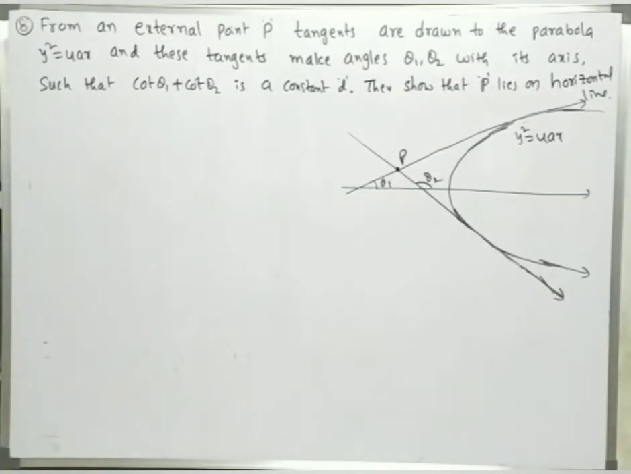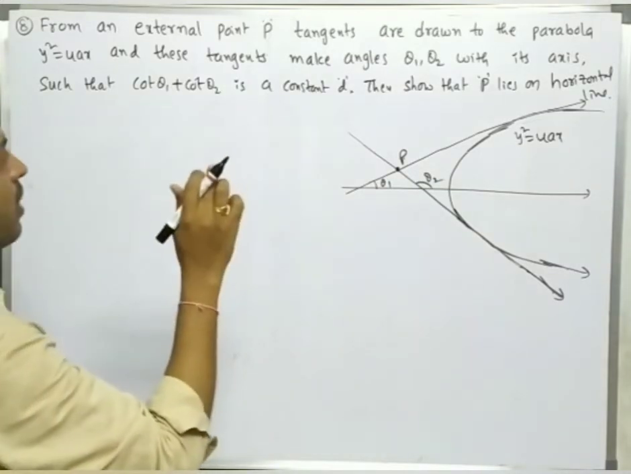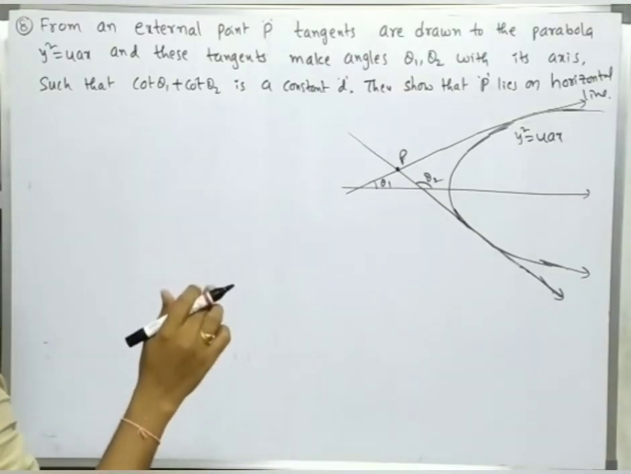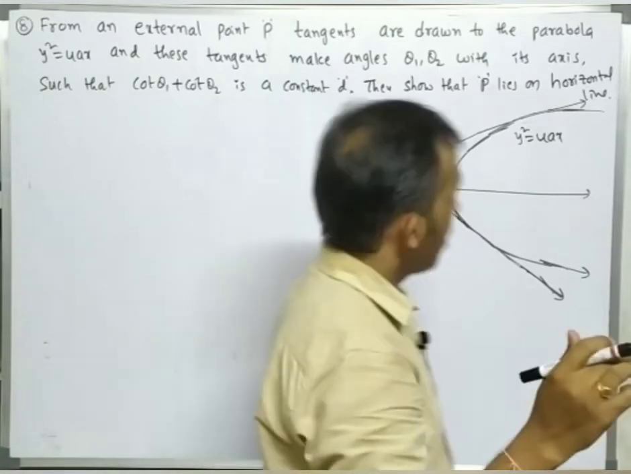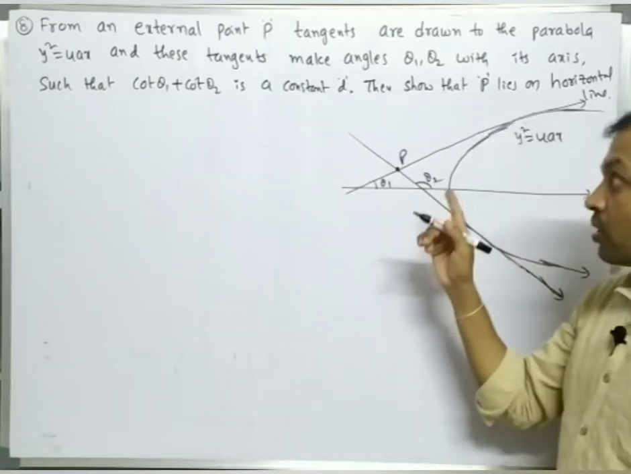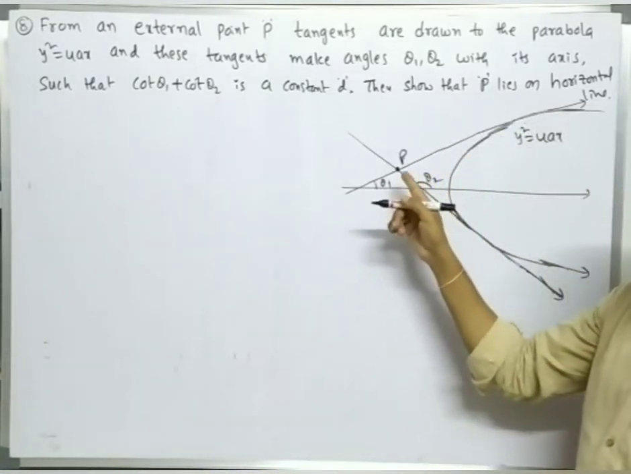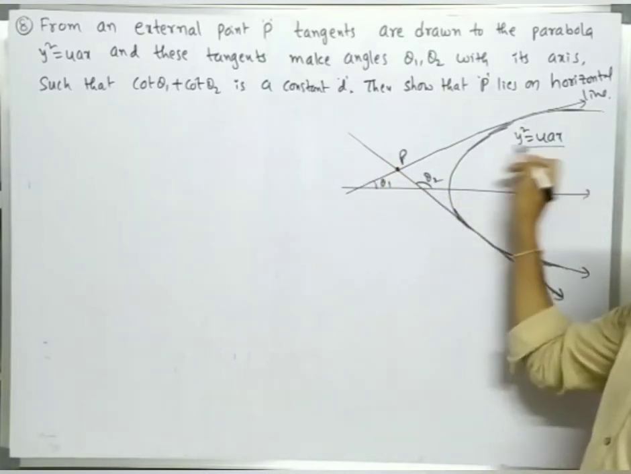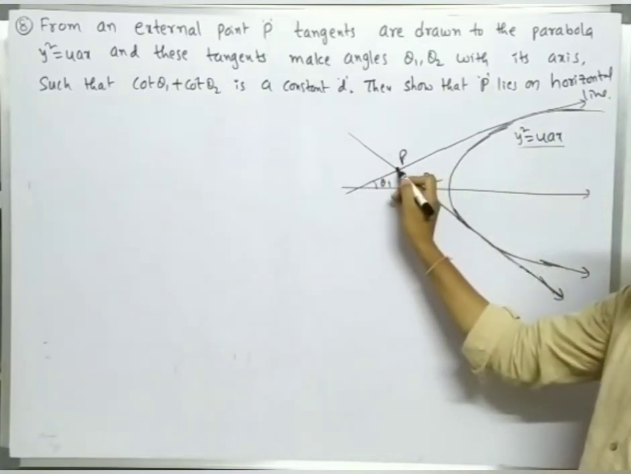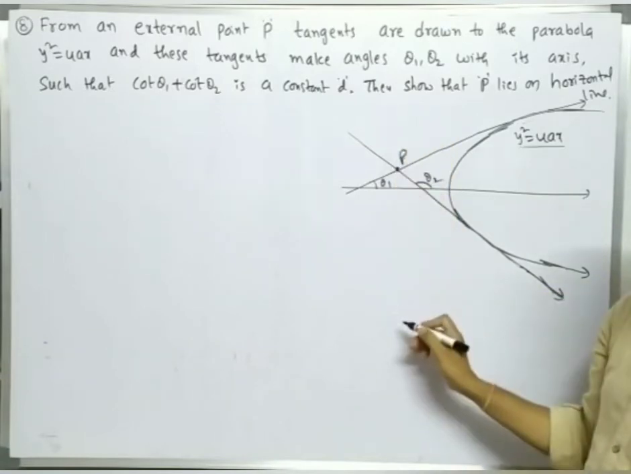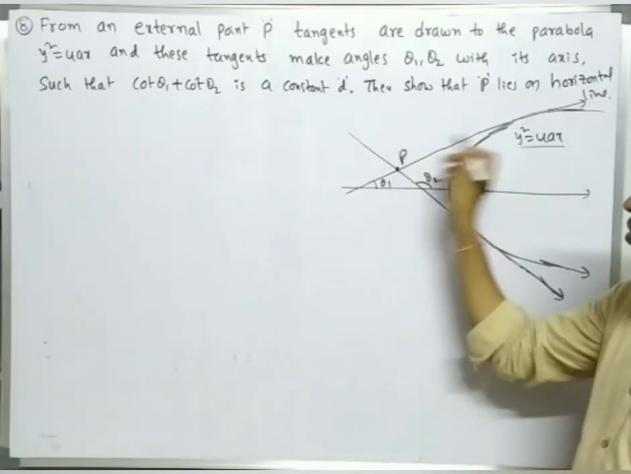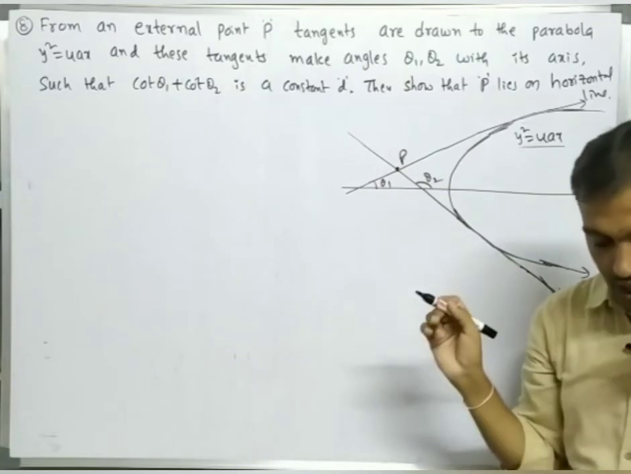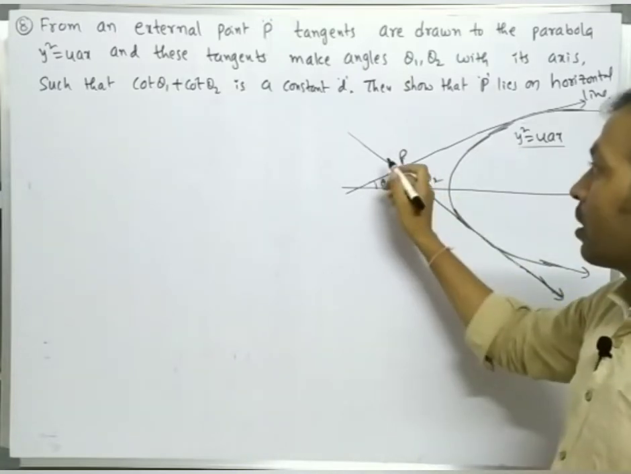One more problem. From an external point P, tangents are drawn to the parabola y square is equal to 4ax. So here from an external point we can draw two tangent lines to the parabola. Here y square is equal to 4x parabola. Let the point be P. So like this we have many points, and from those points we have to draw tangent lines. Okay, so two tangent lines we can draw.